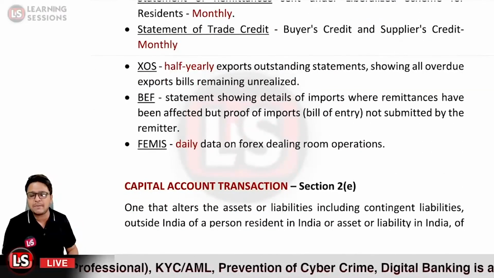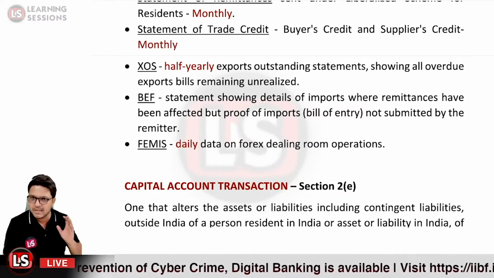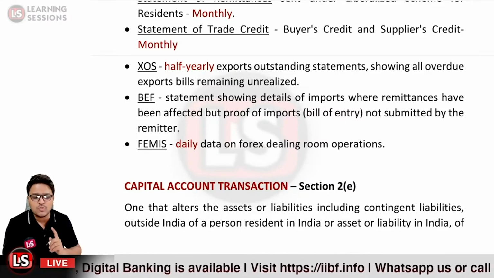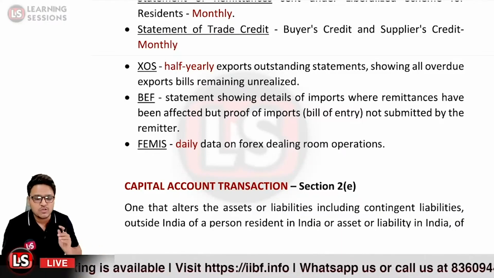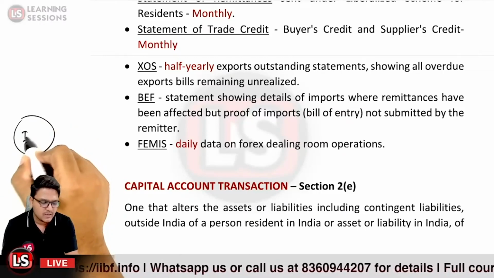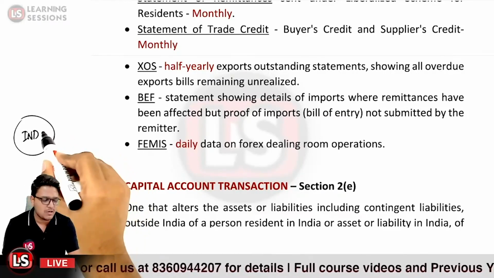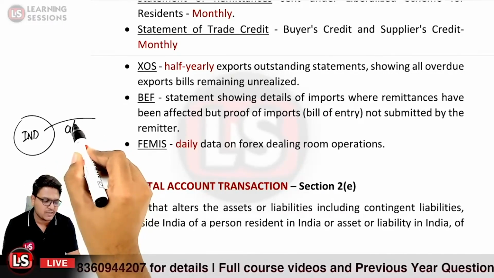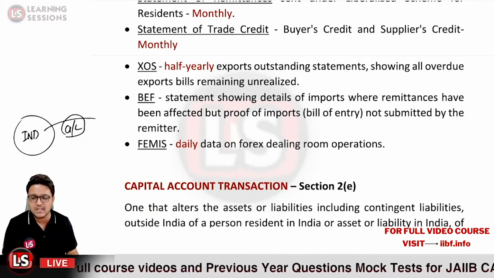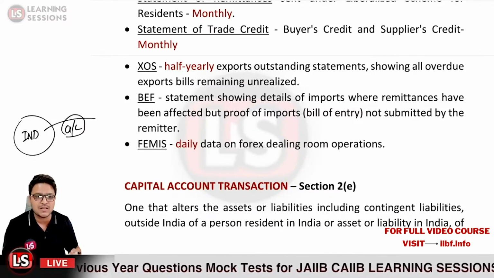Then it is related to the capital account transactions and the current account transactions. We have already covered this part, but let me explain it again. So what is a capital account transaction? All those transactions which alter the assets and liabilities. Let us take the first case where a person is resident here in India, and a transaction made by the person alters the assets or liabilities, including the contingent liabilities. Contingent liabilities are those liabilities which are not yet due but can crystallize in the near future.